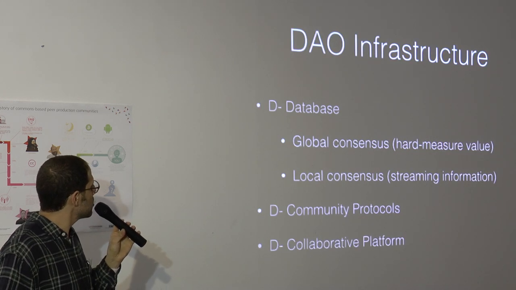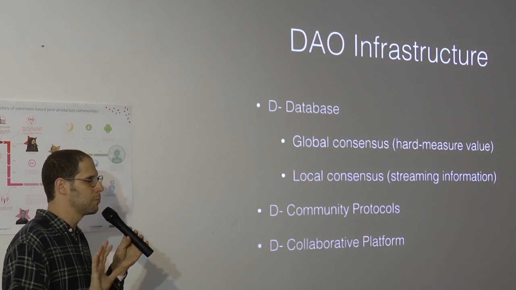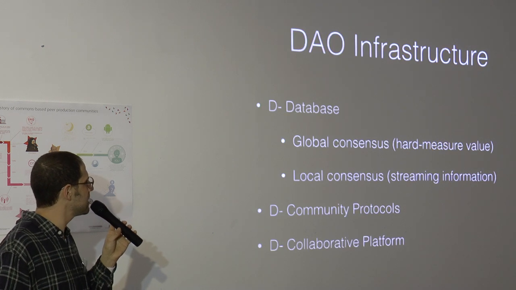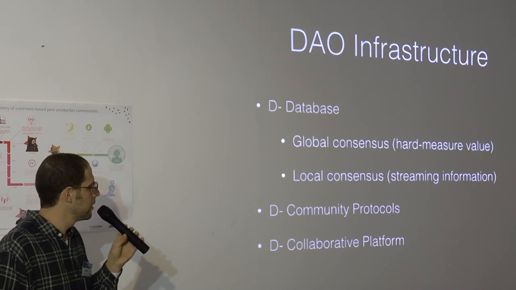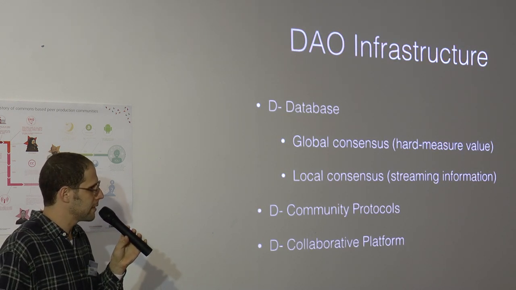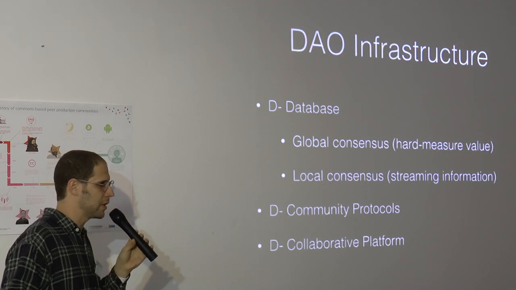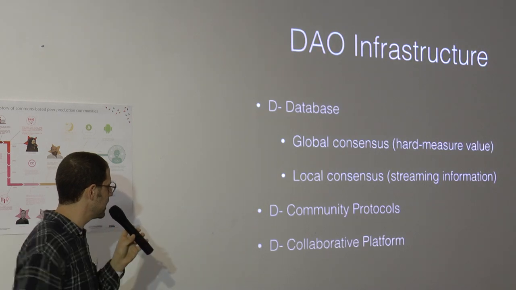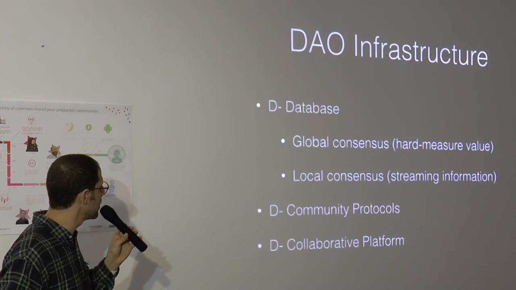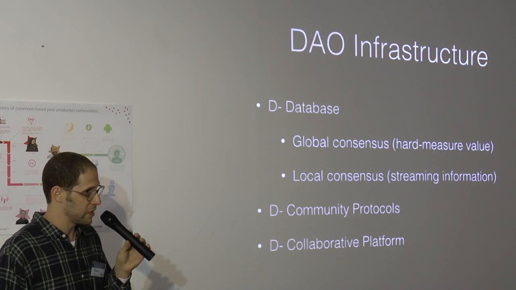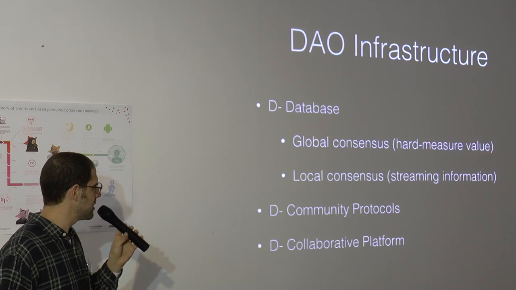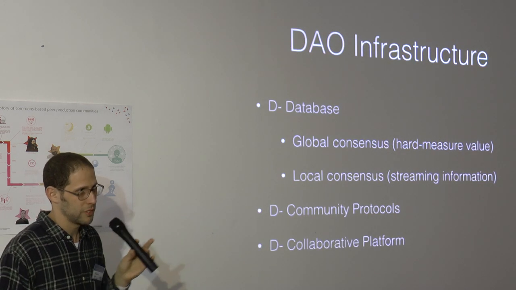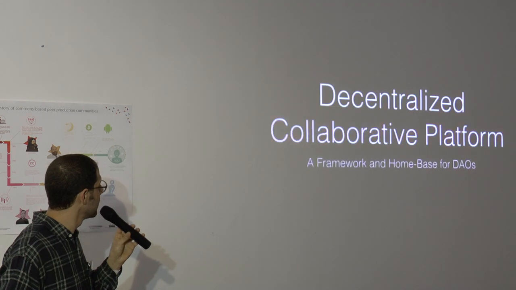And lastly, just to say that all this was about protocols. But really, to have decentralized organization, the infrastructure should contain 3 things. A database, which many people are talking about, whether it's global consensus blockchain-wise or local consensus and other complementary technologies. You have to have the decentralized community protocols, which I just described, but you also need to have the decentralized collaborative platform, which some people are here interested in.